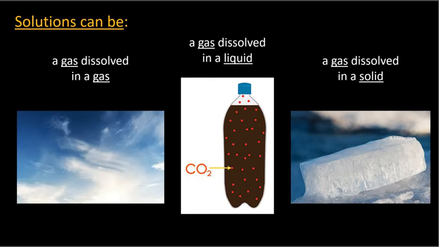Thirdly, you can have a gas dissolved in a solid. Okay, what you're seeing is a cloudy looking chunk of ice. And the reason it looks cloudy is not because it's dirty, but because there are air bubbles that are trapped in the solid. So you can have a gas dissolved in a solid. You'd have the air bubbles and carbon dioxide and all of that dissolved into this ice and trapped in there.